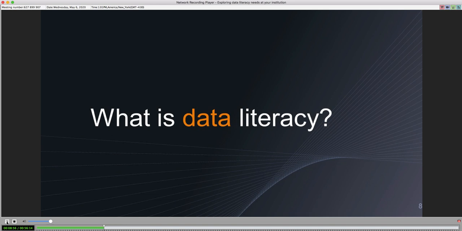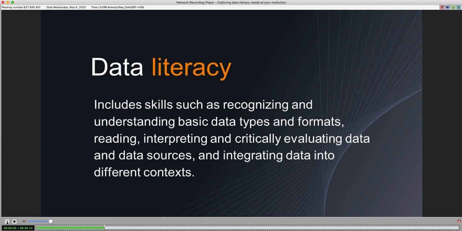So the first question, of course, is what is data literacy? Data literacy includes skills such as recognizing and understanding basic data types and formats, reading, interpreting, and critically evaluating data and data sources, and integrating data into different contexts.